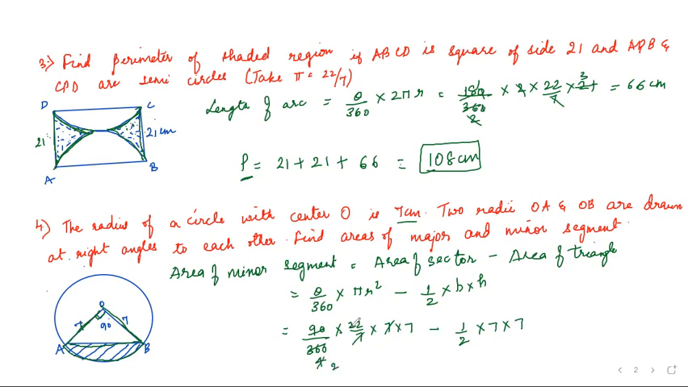Simplifying, 2 fours are 4, 2 elevens are 22. So we get 11 into 7, 77 by 2 minus 49 by 2, which is 14 centimeter square. So this is the area of minor segment, 14 centimeter square.